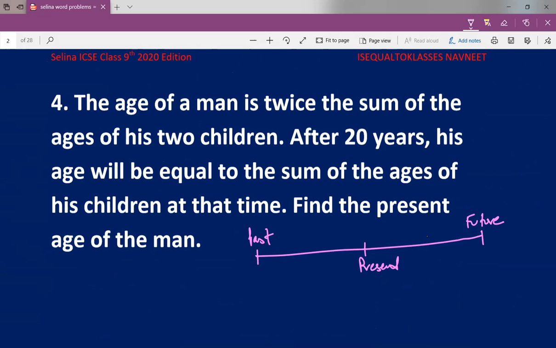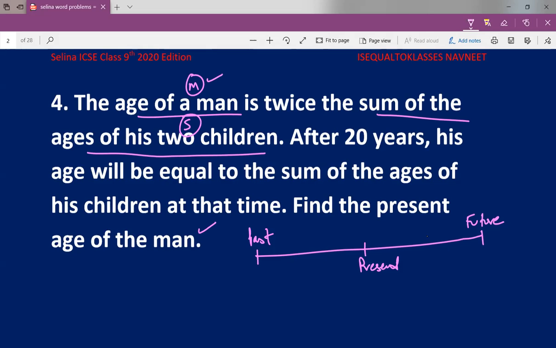Age of man is twice the sum of the ages of his two children. So he has two children. Let us assume that the sum of the two children is S. And age of man to be M. Why am I doing this? Because we have to find the present age of the man. The present age of the man I have to assume. So I'll take the present age of man as M.